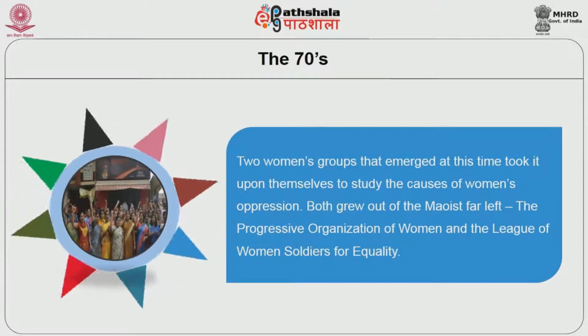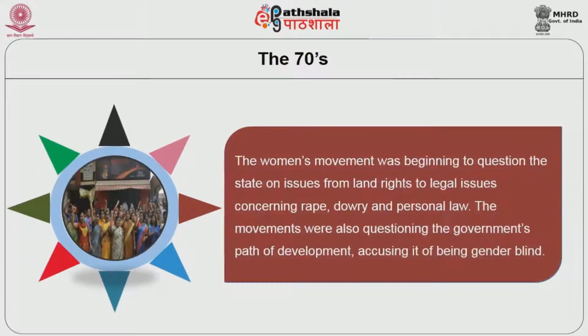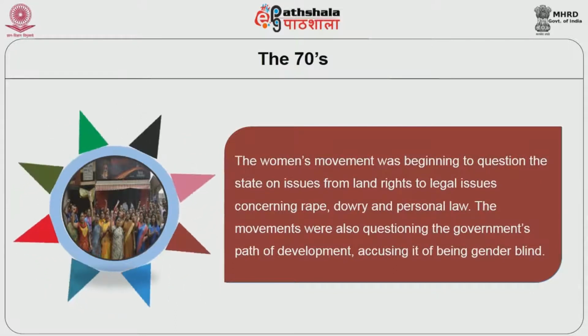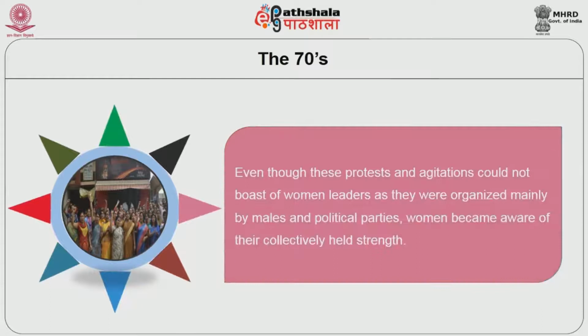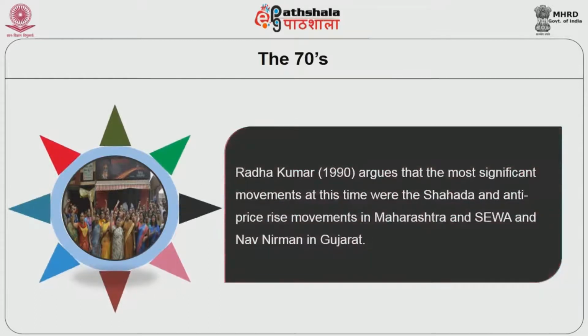Women's movement was beginning to question the state on issues from land rights to legal issues concerning rape, dowry and personal law. The movements were also questioning the government's path of development, accusing it of being gender blind. Even though these protests and agitations could not boast of women leaders as they were organized mainly by males and political parties, women became aware of the collectively held strength.